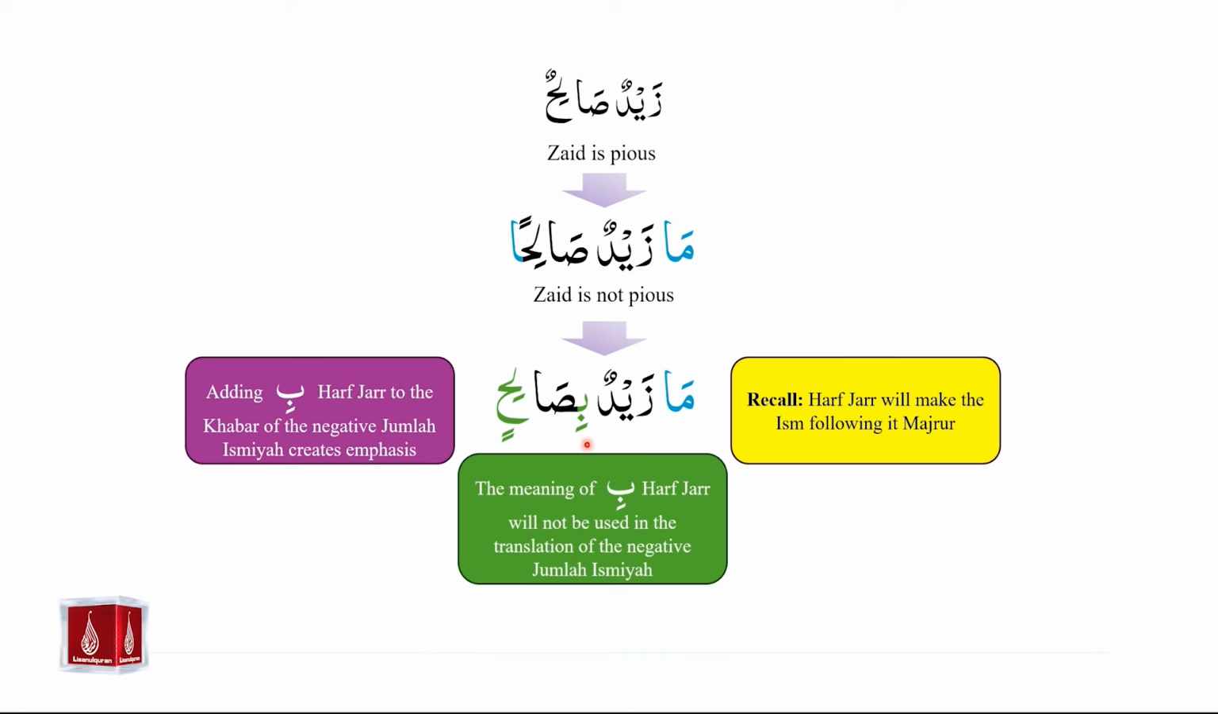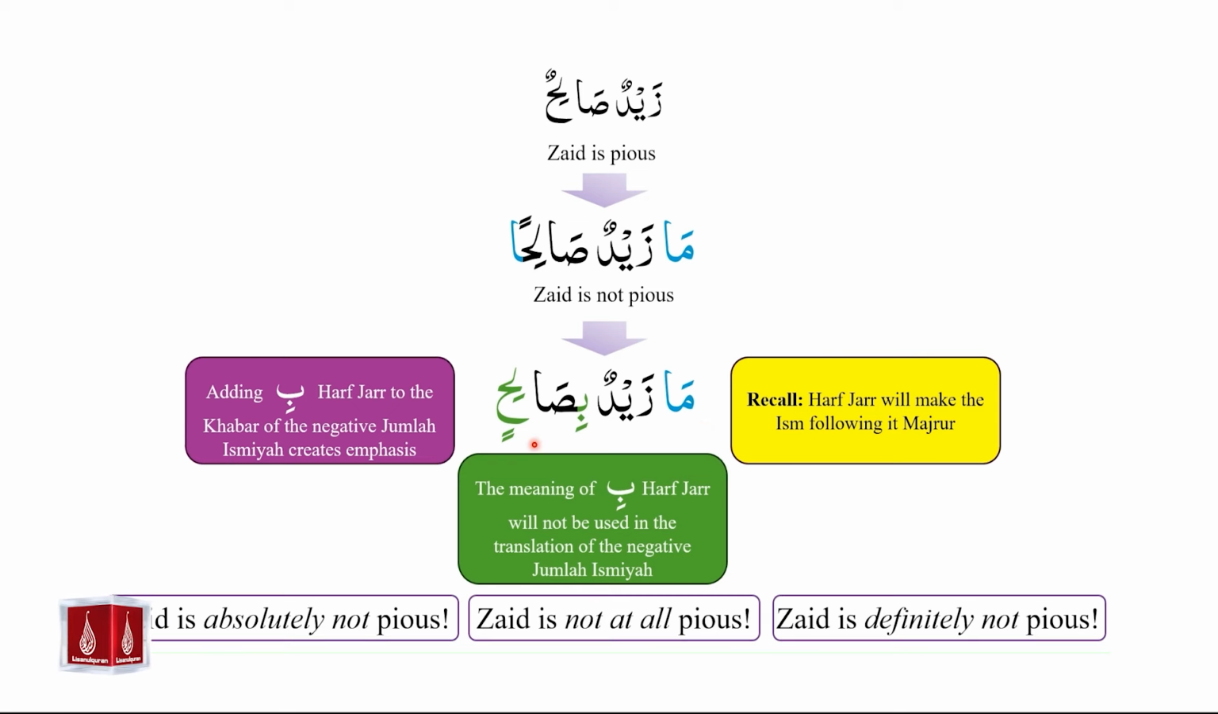The reason that we are including ba harf jar in this jumla ismiya is only to create emphasis in the negative jumla ismiya. The possible translations of ma Zaidun biswalihin can be: Zaid is absolutely not pious. Zaid is not at all pious. Zaid is definitely not pious.